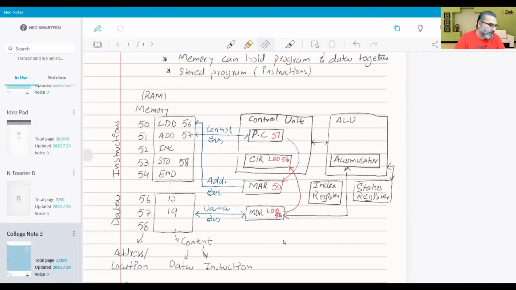So index registers are under control of the control unit, like any other register. We will discuss the working of the index register exclusively later, but not now. Okay, so we have the index register, status register, CIR, and then we have the system clock.